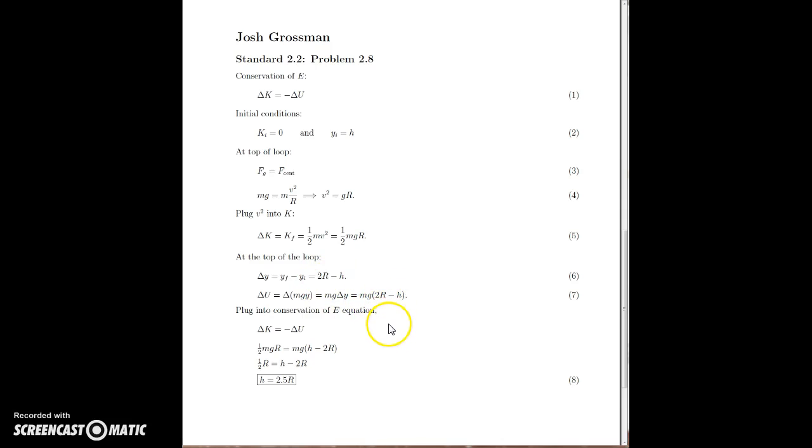So now we can plug into equation 1 and equate our delta K and our delta U, plugging our delta K in from equation 5 and our delta U from equation 7. We get this expression. Now it just takes a little bit of algebra, and we can solve to find that the initial height of 2.5 times the radius will be what's required to just barely make it around the loop.